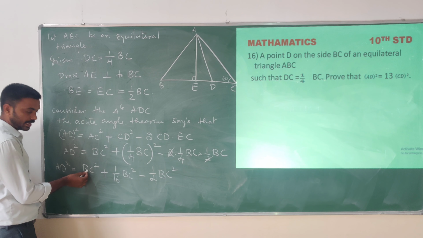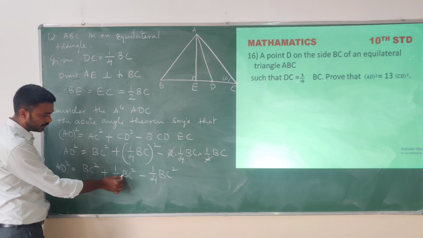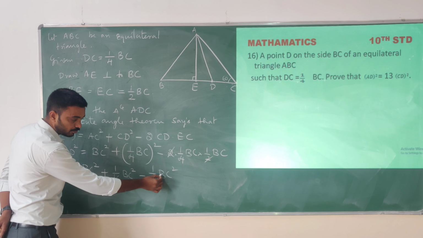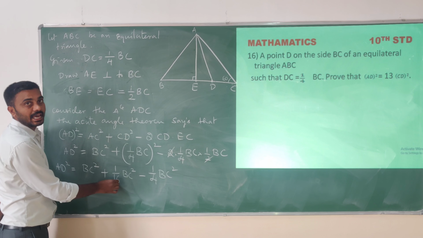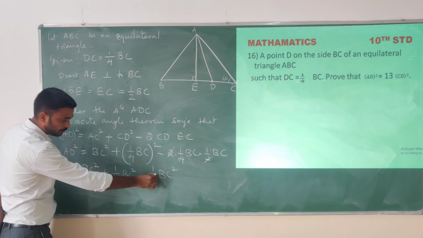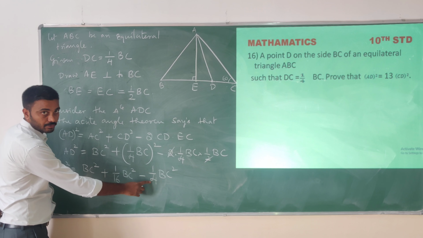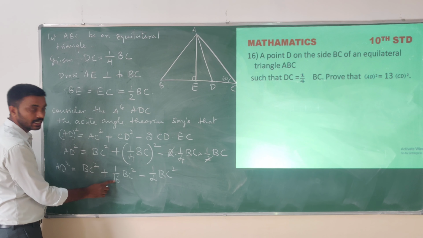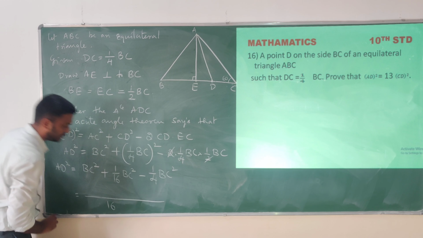Now look at the terms on the right hand side of this equation. BC square plus 1 by 16 into BC square minus 1 by 4 into BC square. So all the terms are in BC square. Now take the LCM for these three. What is the LCM for 1 and 1 by 16 and 1 by 4? So yes, correct, which is 16. Now take LCM as 16.